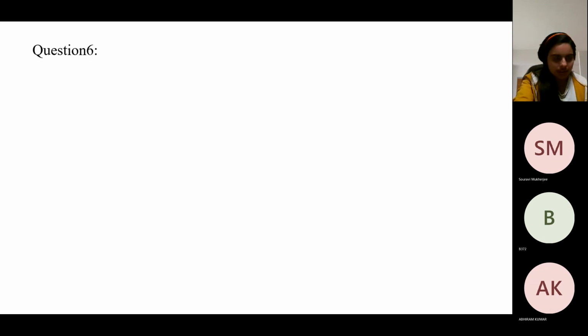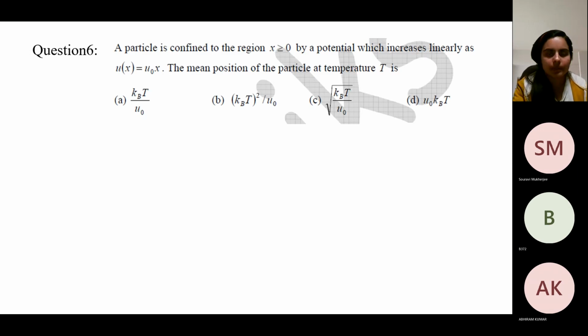So now let's look at another question. A particle is confined to a region of x greater than or equal to 0 by a potential which increases linearly as U(x) equals u naught x. We want to find the mean position of the particle at temperature T. So how do we do this? What should be the process?